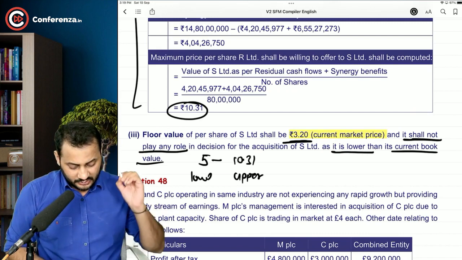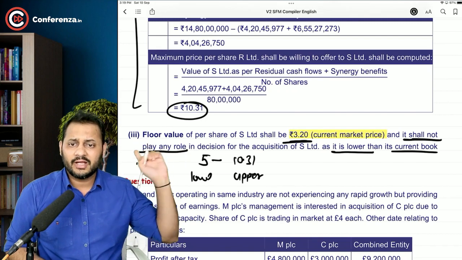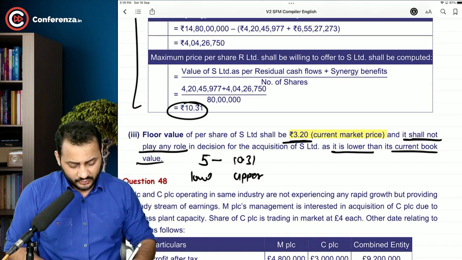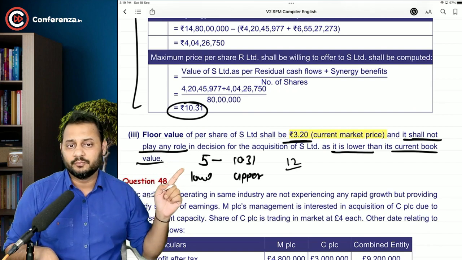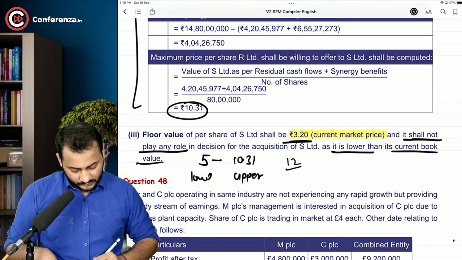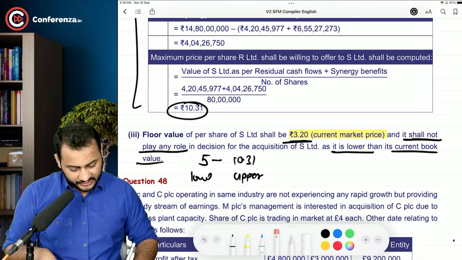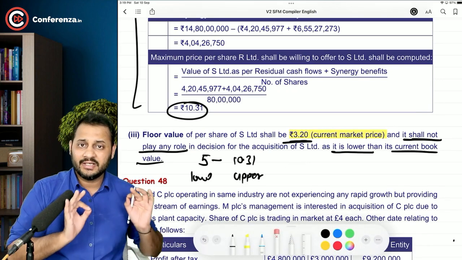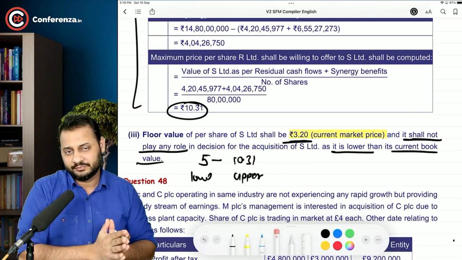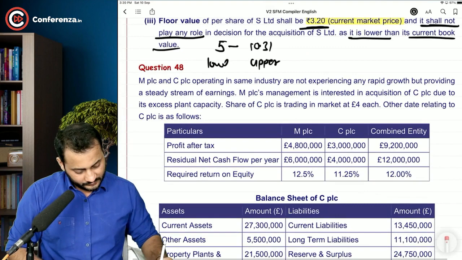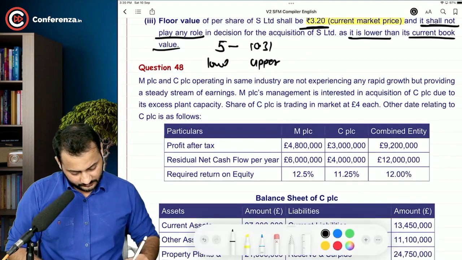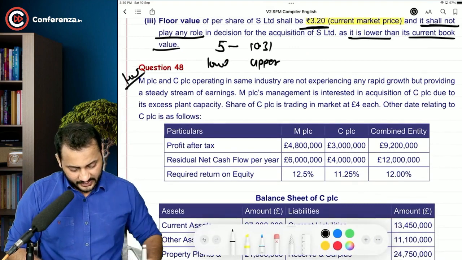Even if the floor value, let's say for example, or any other value would have been 12 rupees, then also it will not play any role. Any price which is beyond this range will not play any role in the negotiation. Okay, next question is exactly like same. So that is your homework. Exactly like the previous question.